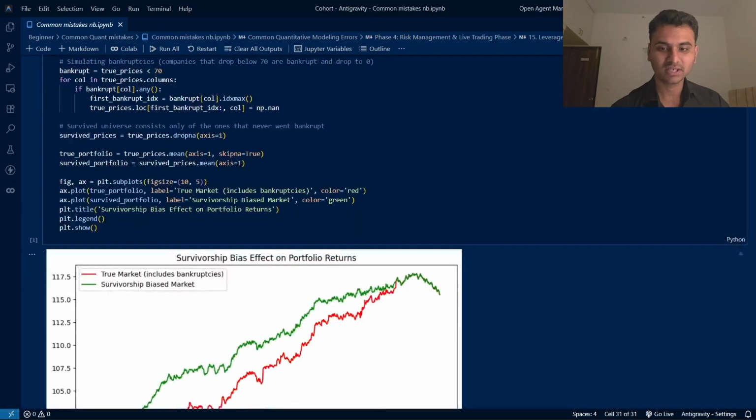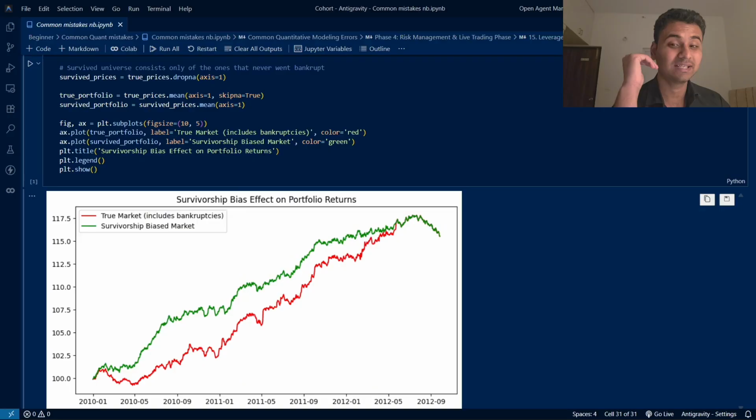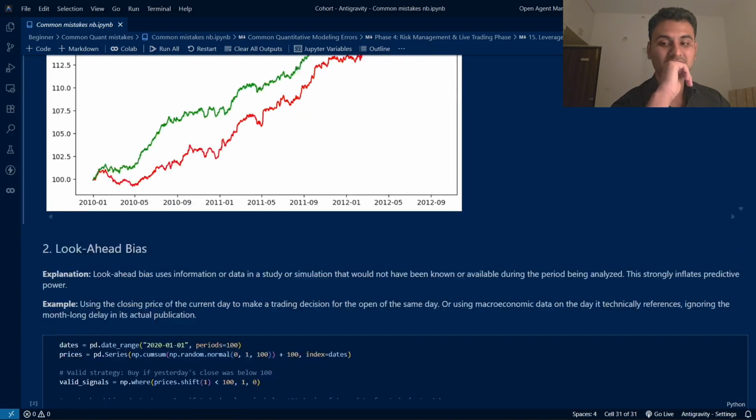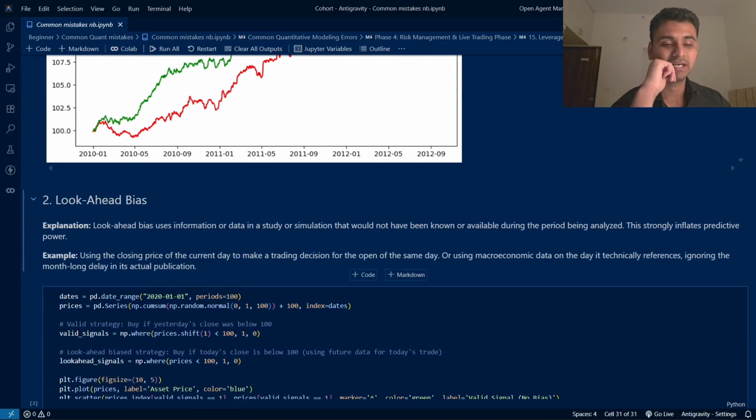So this is the chart. As you can see right here, the true market that includes bankruptcy has a much lower return and a bit better drawdowns than the survivorship-biased green line, right? So let's talk about the next mistake that people make. It's called look ahead bias.